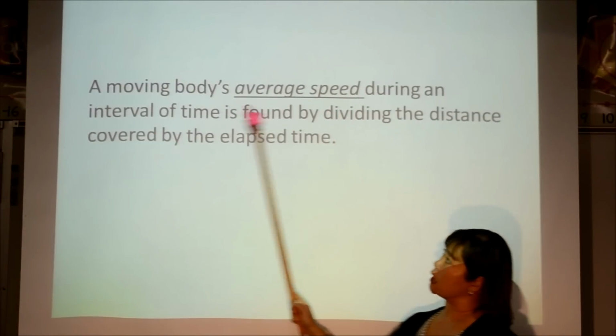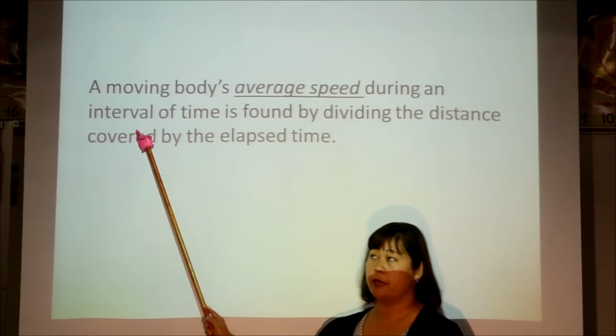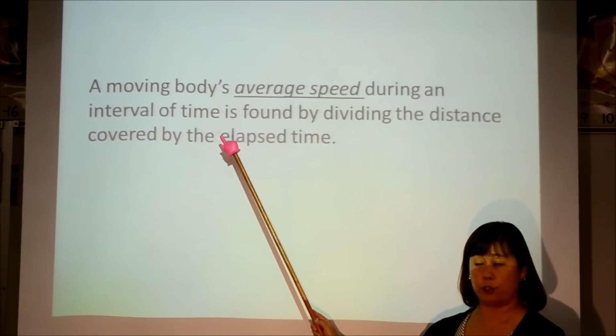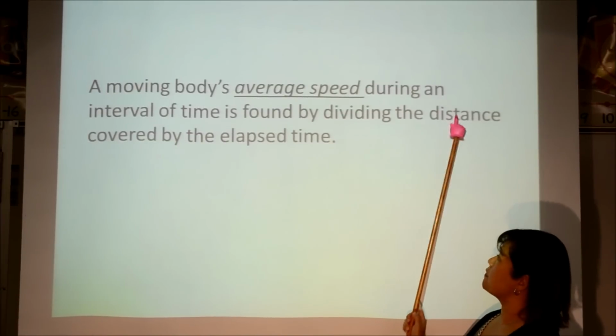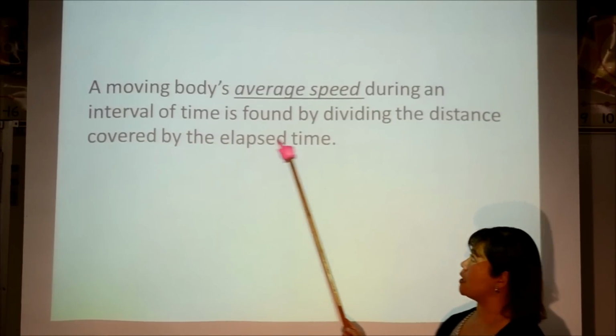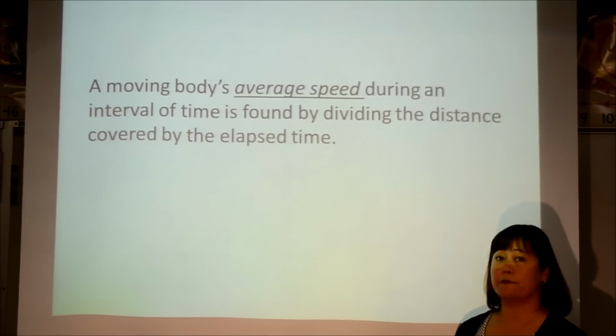So it says right here the interval of time. Interval of time means we have two t's involved, right? Because we have intervals that we need to go to. And we also have this dividing, so that's a fraction. And we also have the distance covered by the elapsed time, so that means we probably have two distances involved. So what does that look like formula-wise?